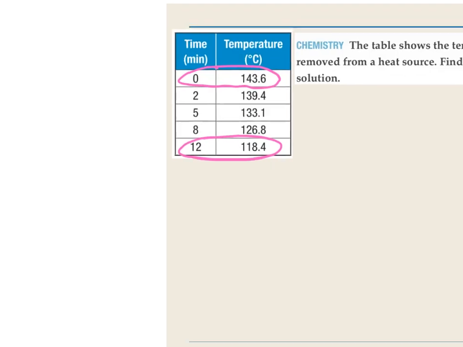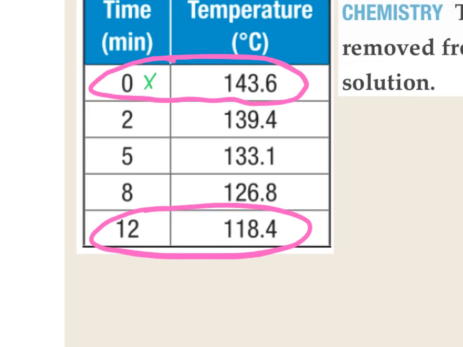So we have our time is going to be x, so this is x1, temperature is y, so this is our y1, 12 would be our x2, and 118.4 would be our y2.